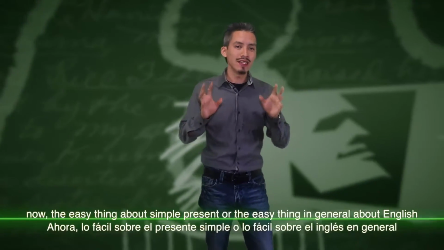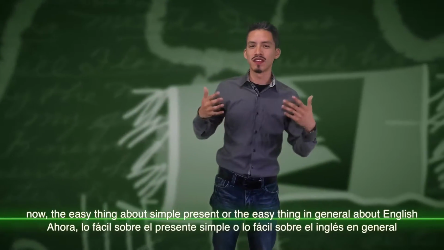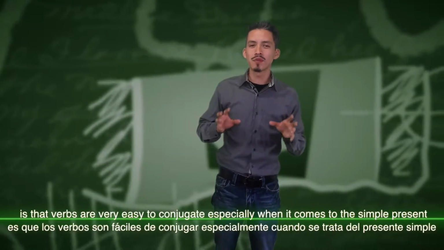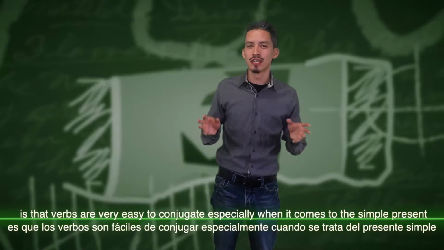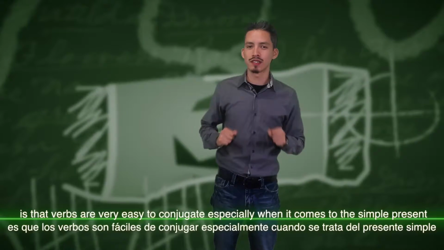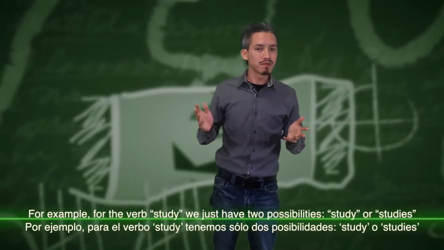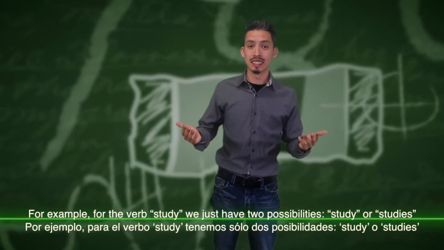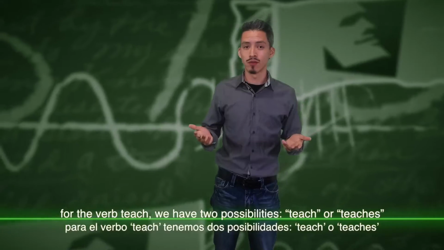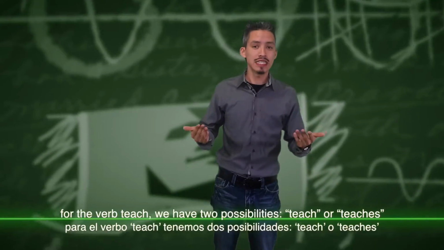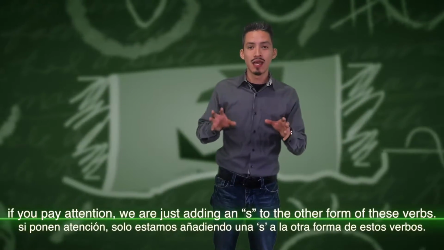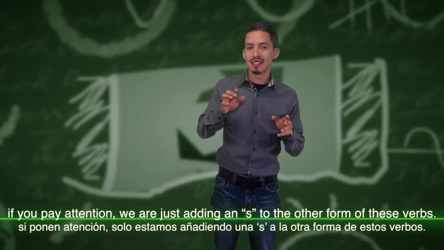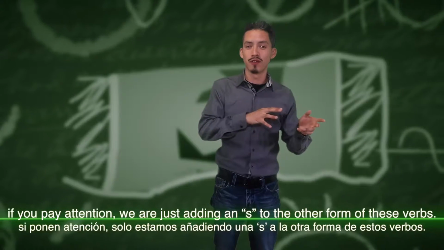Now, the easy thing about simple present, or the easy thing in general about English, is that verbs are very easy to conjugate, especially when it comes to the simple present. For example, for the verb study, we just have two possibilities, study or studies. For the verb teach, we have two possibilities, teach or teaches. If you paid attention, we are just adding an S to the other form of these verbs.